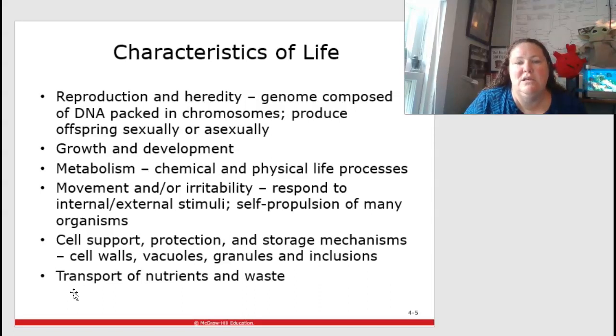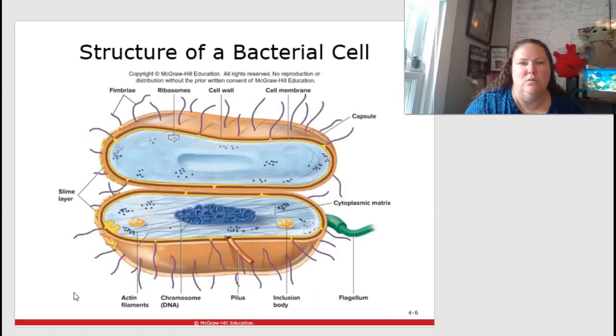We have movement and or irritability, and this is where we're going to respond to either internal or external stimuli. And this contains self-propulsion of many organisms. So self-propulsion, to propel would mean to move. So self-propulsion would mean I can move myself because I'm saying self-move. We have cell support, protection, and storage mechanisms such as cell walls, vacuoles, granules, and inclusions. And we also have transports of nutrients and waste.